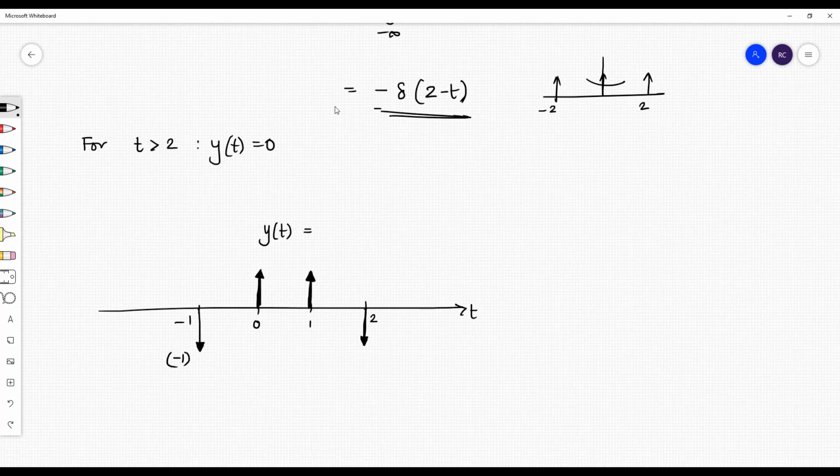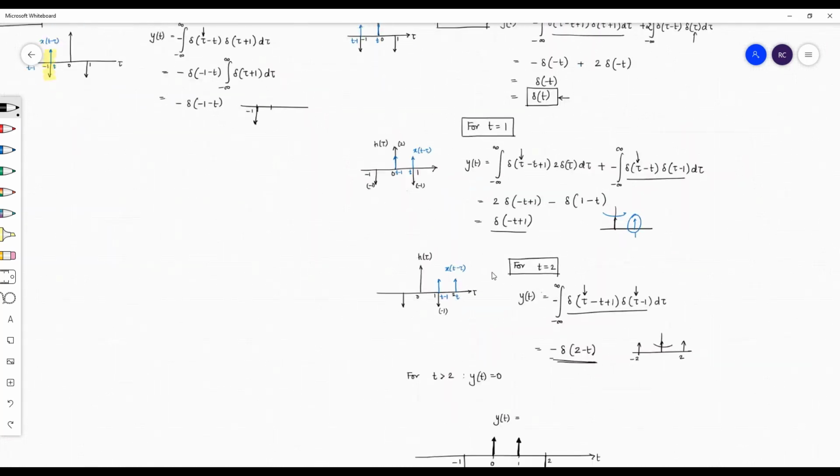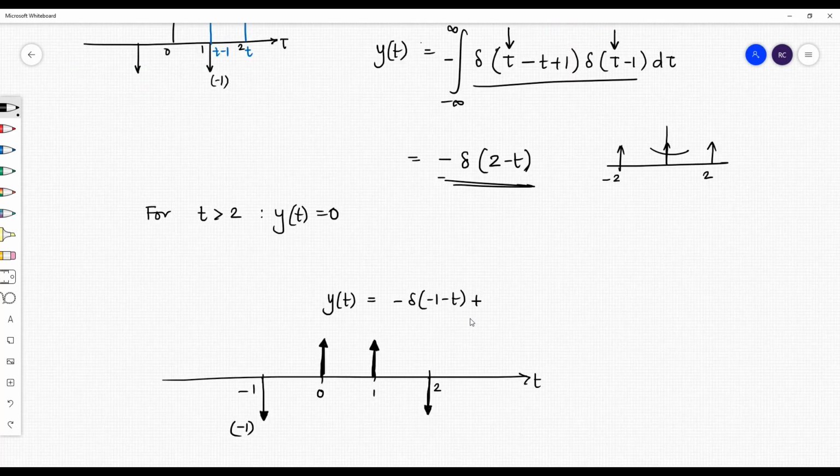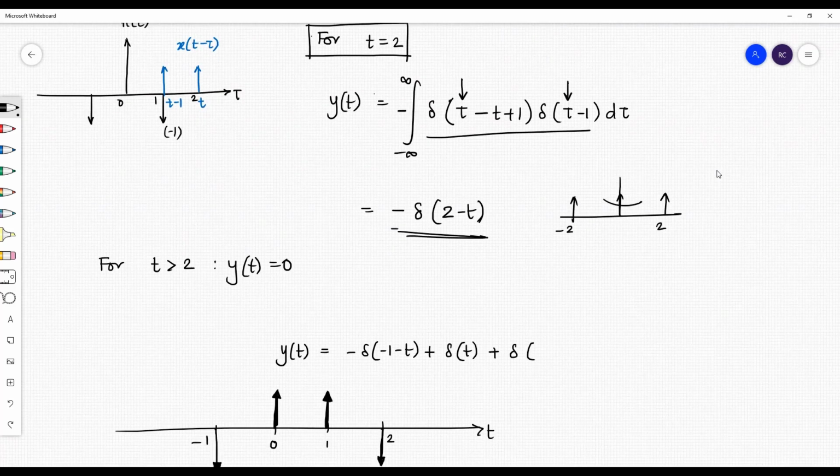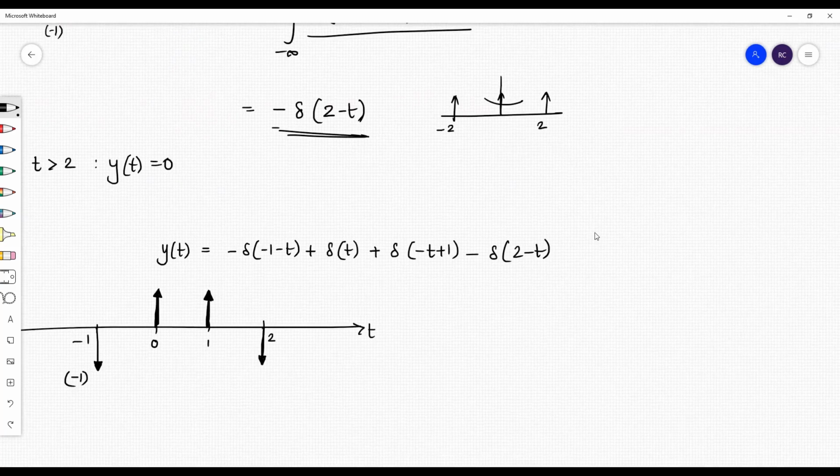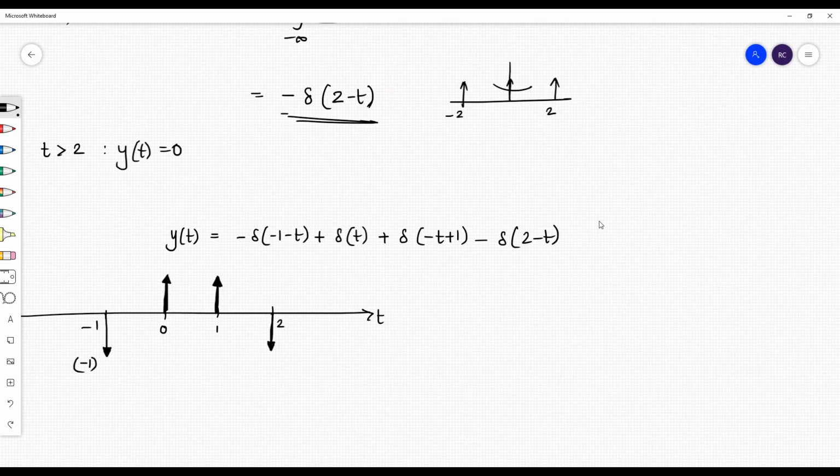And if you had to write this, you could have written this as minus delta of 1 minus 1 minus t, plus delta t, plus delta of minus t plus 1, minus delta of 2 minus t. If you notice, this is the graph, and this is the same as saying this is minus delta(t plus 1) plus delta(t) plus delta(t minus 1) minus delta(t minus 2). Thank you.